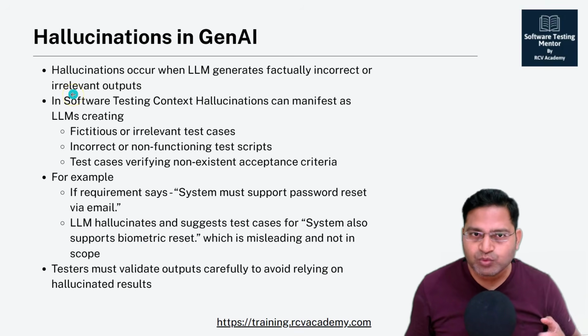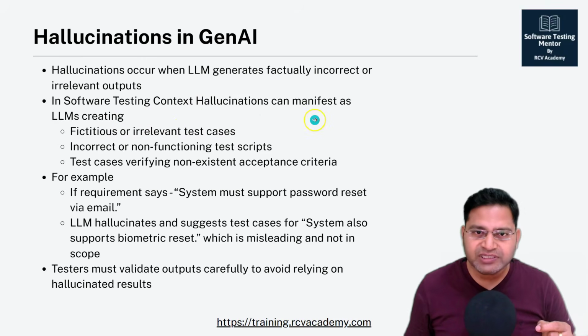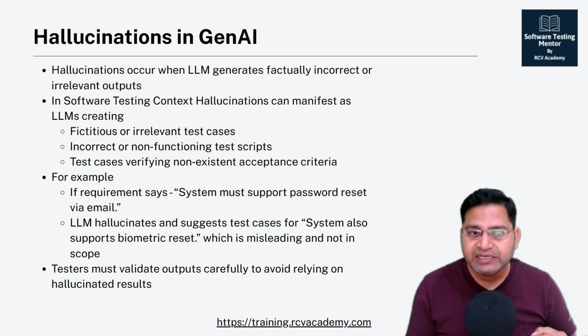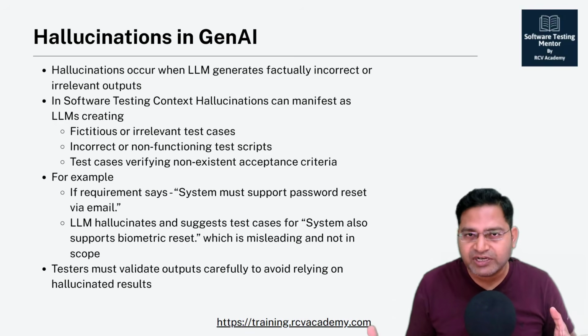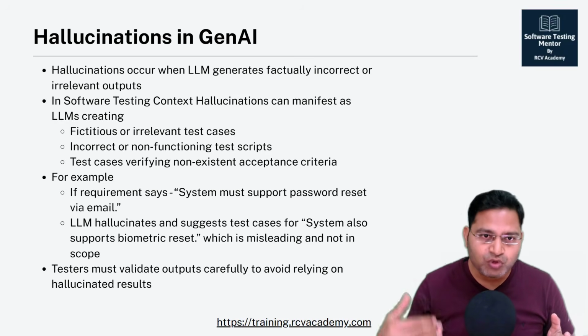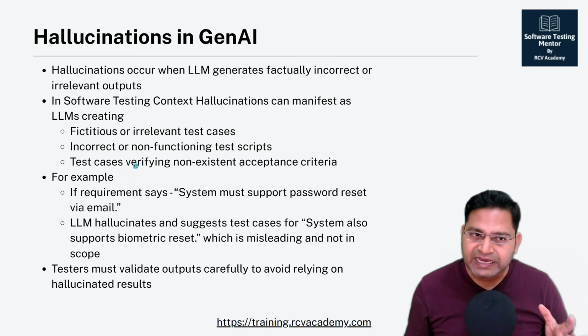Hallucinations occur when a large language model generates factually incorrect or irrelevant output. In the software testing context, hallucinations can manifest as the LLM creating fictitious or irrelevant test cases, irrelevant test data, or incorrect or non-functioning test scripts. Say it created the test automation scripts in Playwright, but they are not functioning. A lot of errors are there in the test automation scripts, which you have to manually figure out or fix. These are some of the scenarios of hallucinations.